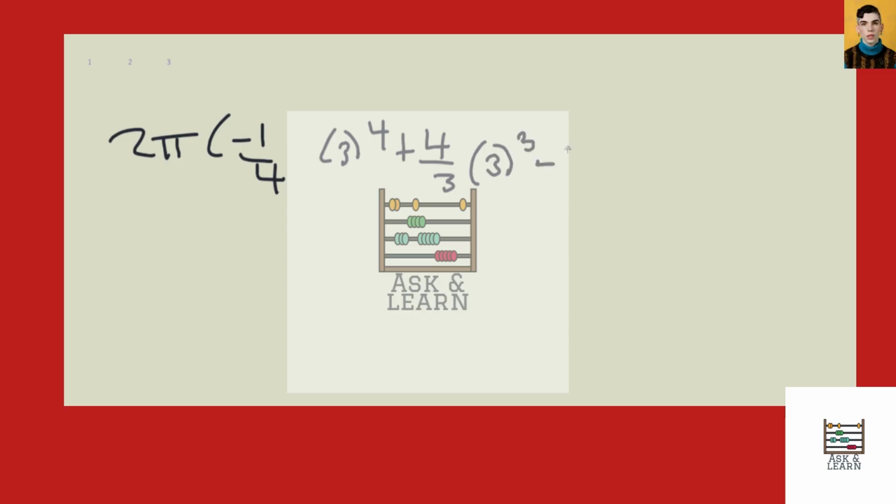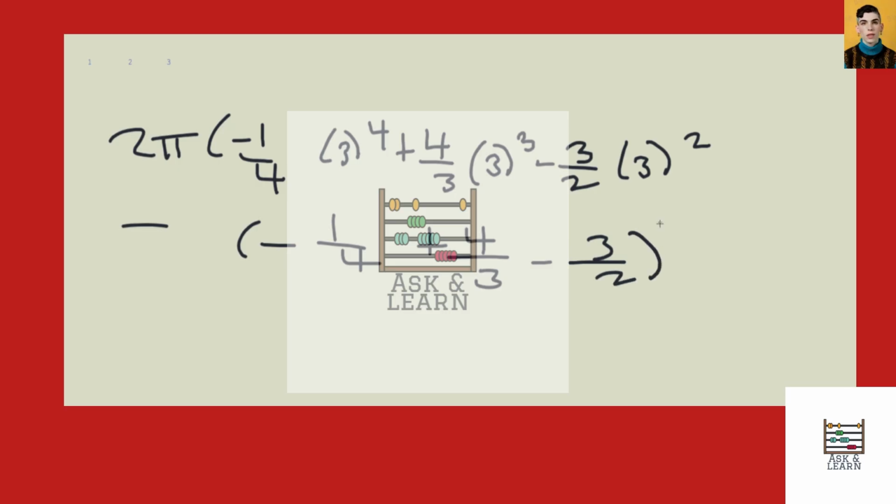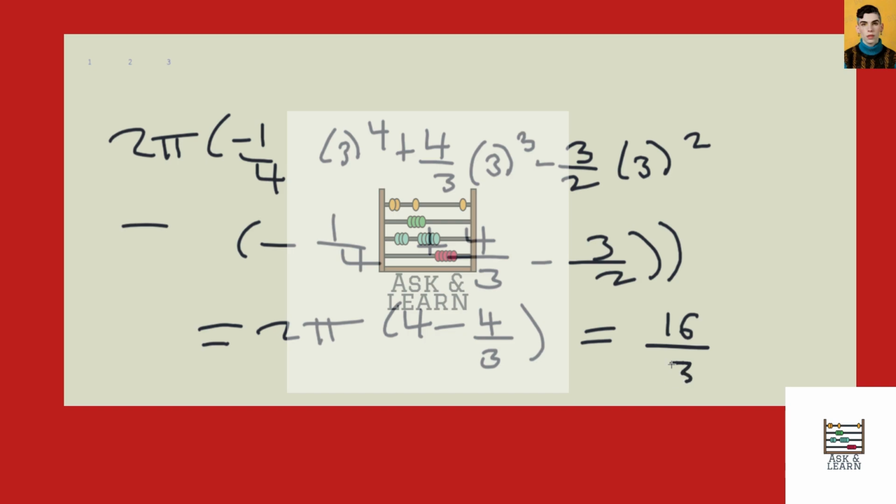Oftentimes when we have 0 as one of the bounds, it ends up being that 0 plugged in just gets 0, so we can neglect it. However, in this case we can't because we have 1 on the bottom, not 0, which means we actually have to plug it in and see what we get. We end up with 2 pi times (4 minus 4 thirds), which gives us 16 divided by 3 pi when you do the algebra.